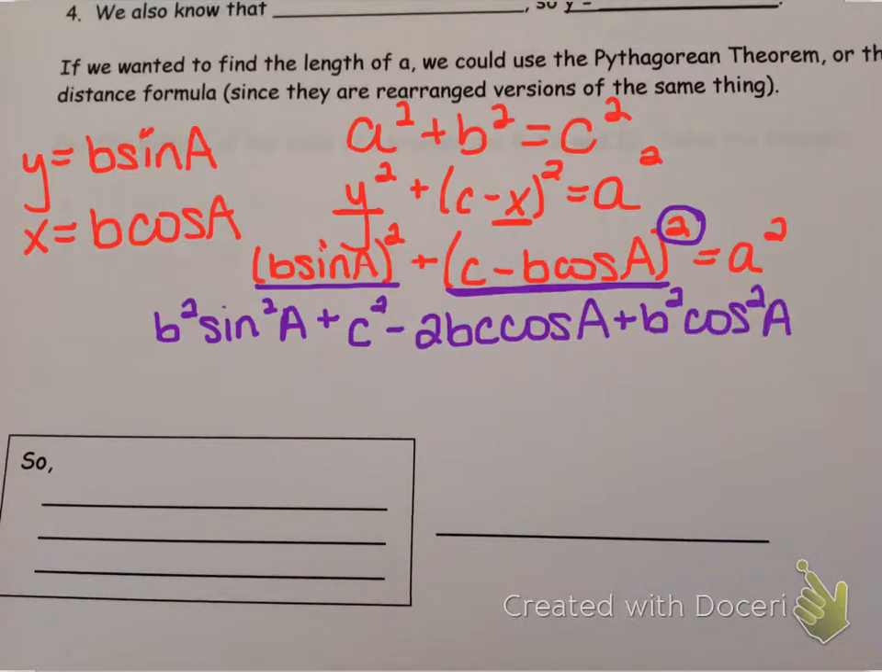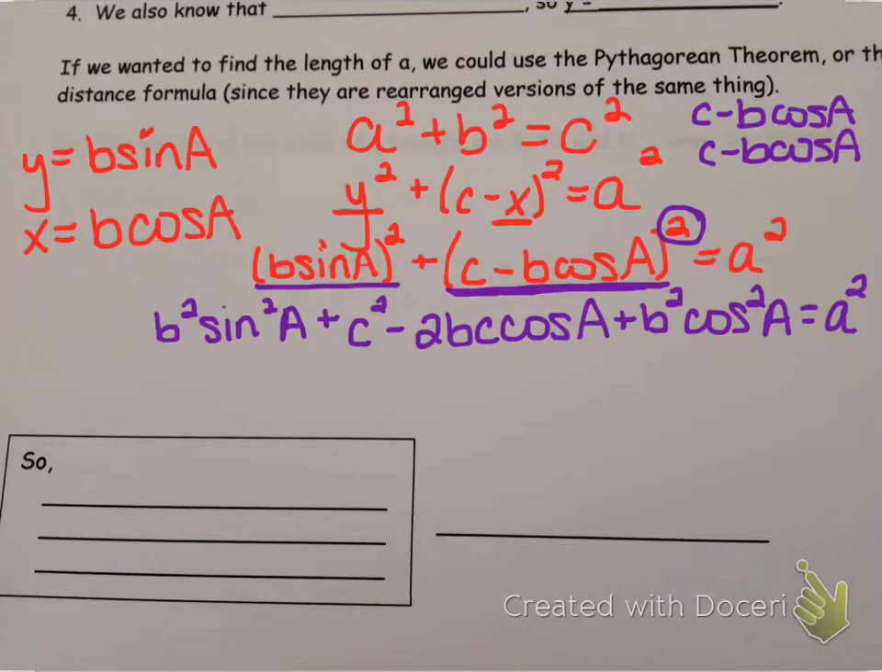It's a huge mess. Okay, and you can always jump off to the side or pause the video and prove that to yourself. Multiply c minus b cosine of a times c minus b cosine of a. That's what it means to square it, is multiply it by itself. And show yourself that you get the same thing. Okay, but now watch, it's about to get cool.